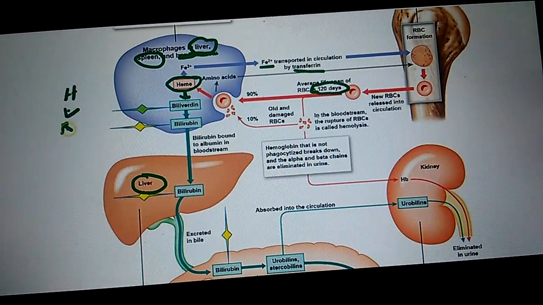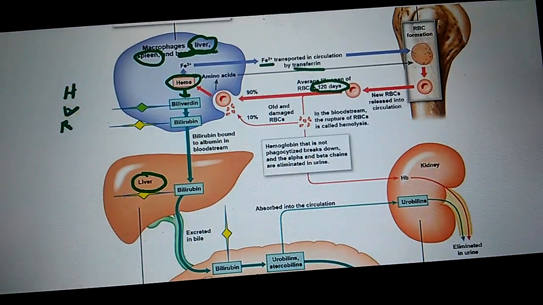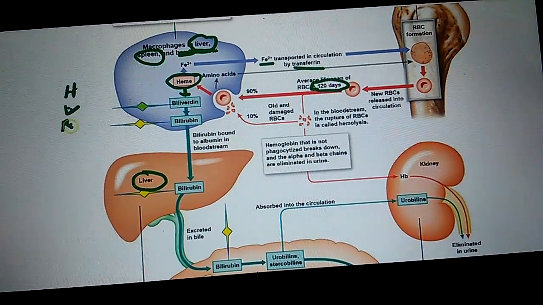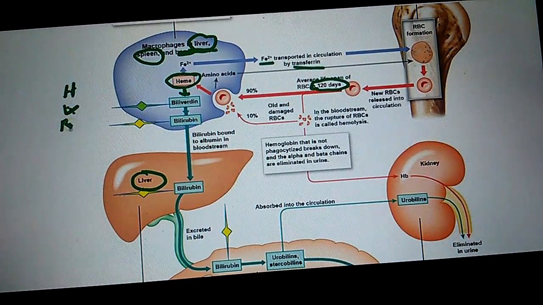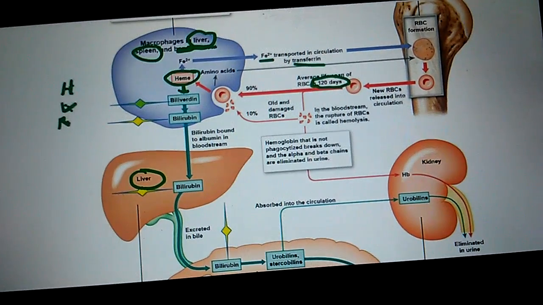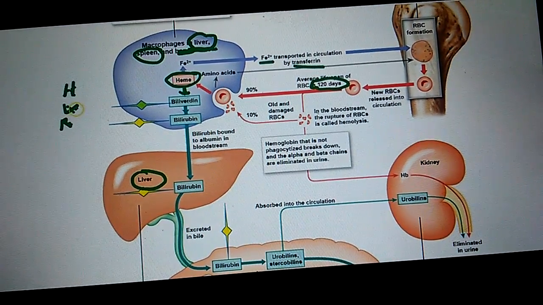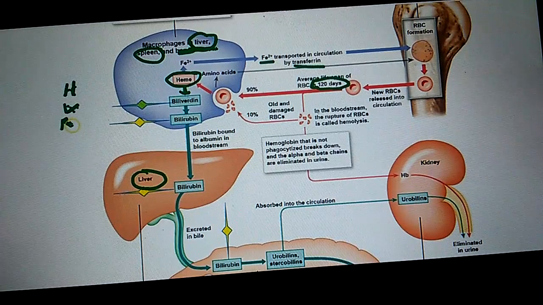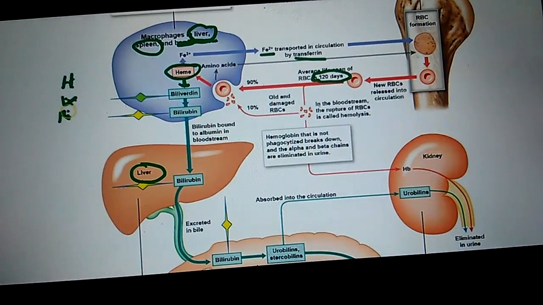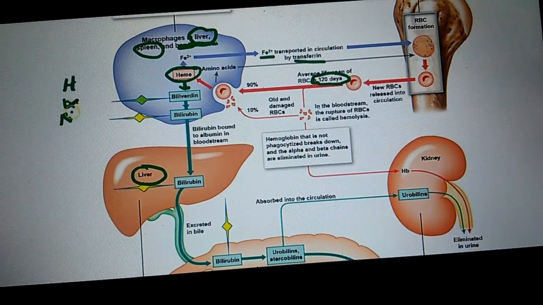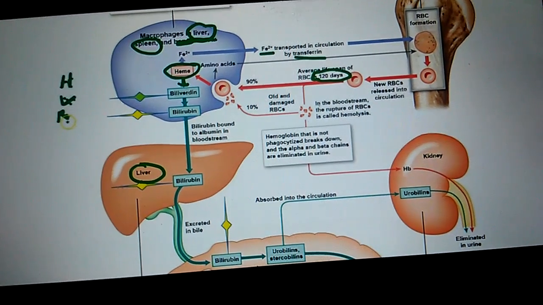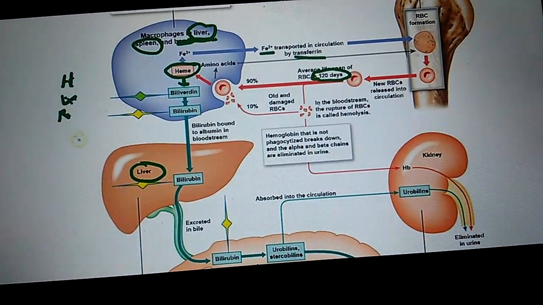Okay? So HVR is what? Heme, verdin, rubin. Again. Heme, verdin, rubin. So heme is broken down into what? Biliverdin. Biliverdin is broken down into bilirubin. What color is biliverdin? Green. What color is bilirubin? Yellow.